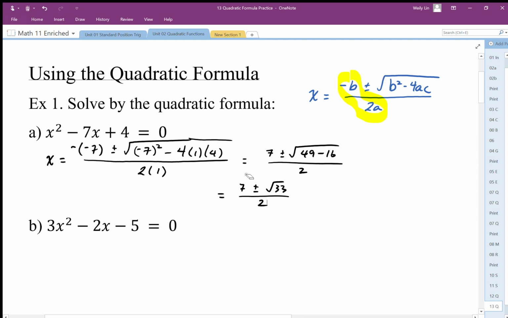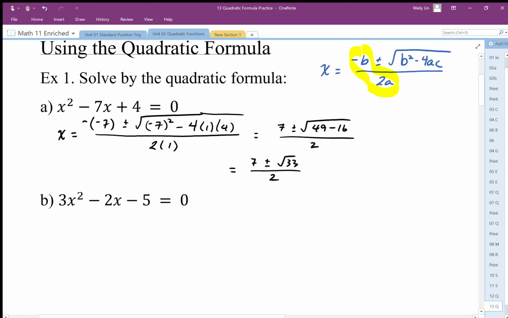So it looks like the center will be at, sorry, 3.5 or 7 over 2. And that's where our vertex is, and our zeros are going to be symmetrically distributed about the vertex.